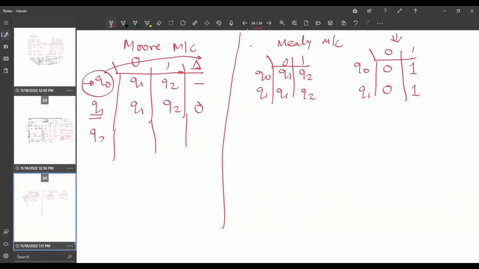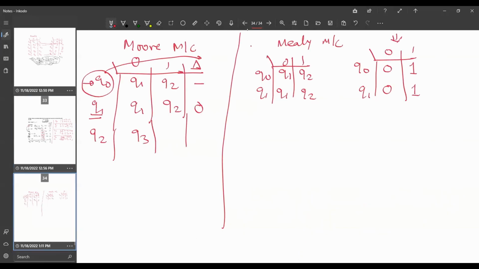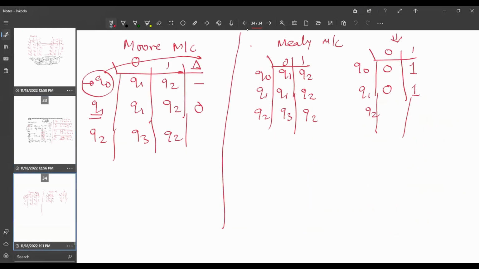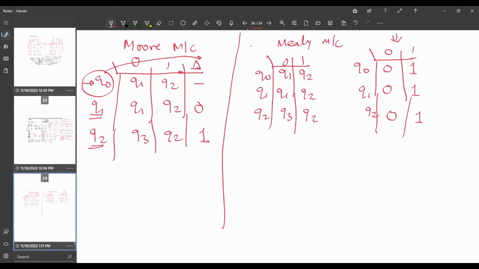Okay, now we have to write the entry for Q2. Q2 on 0 it is going to Q3 and on 1 it is going to Q2. So same entry we have to make here, going to Q3 and Q2. And what is the output of Q3? The output of Q3 was 0, and the output of Q2 was 1. Now we have to write the output of Q2 here. What was the output of Q2? Output of Q2 was 1. So we have to write here.